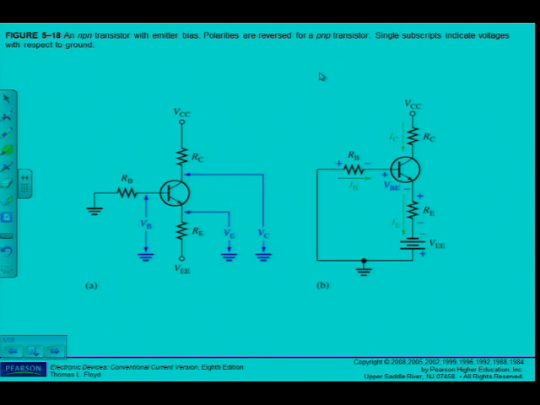We can see there on figure 5.18 that VE is equal to VEE plus IE RE, and the base voltage with respect to ground, VB, is equal to VE plus VBE, and the collector voltage with respect to ground, VC, is still equal to VCC minus IC RC. Alright, but let's have a look at the example there, example 5.7 in your textbooks.